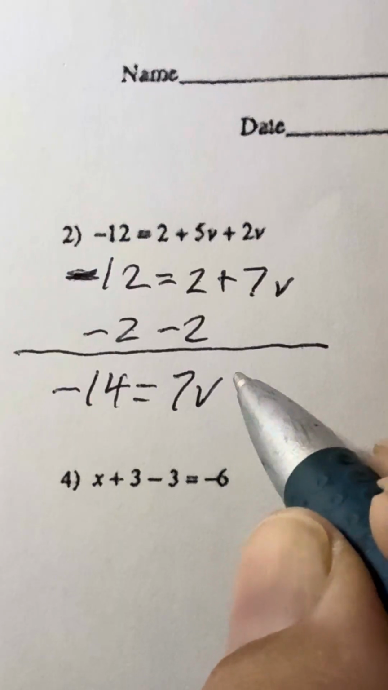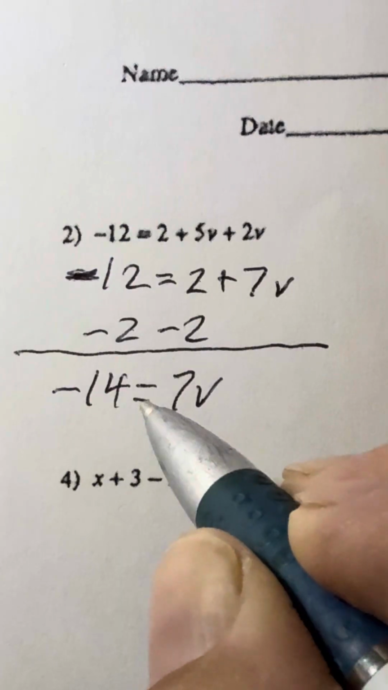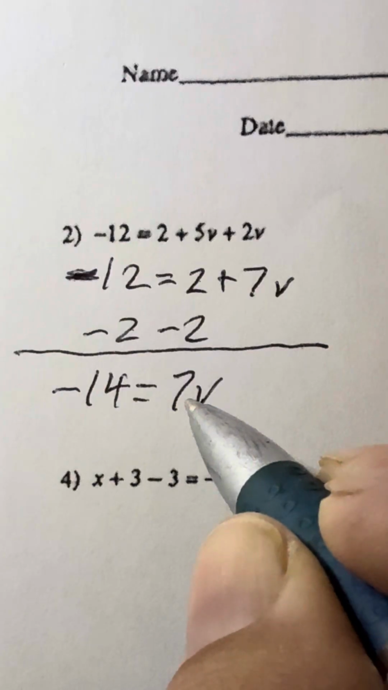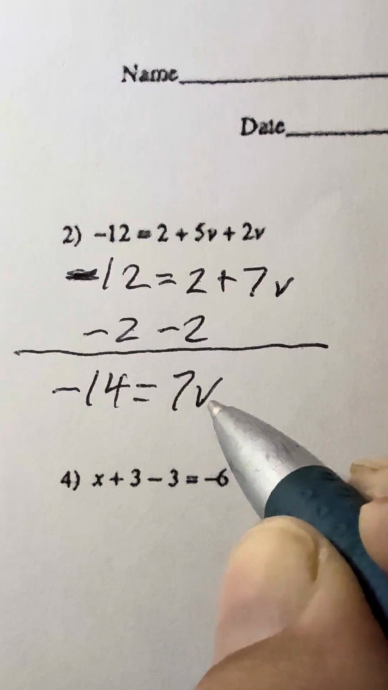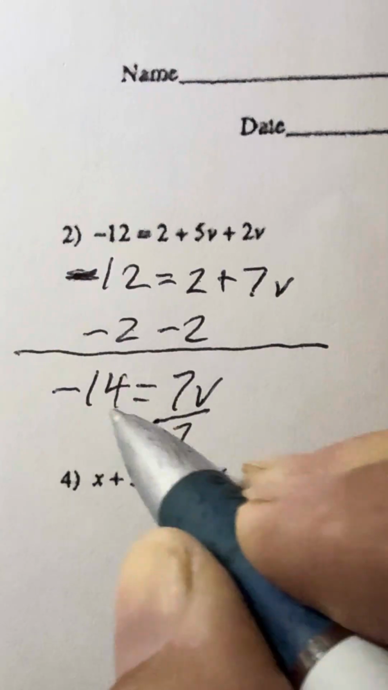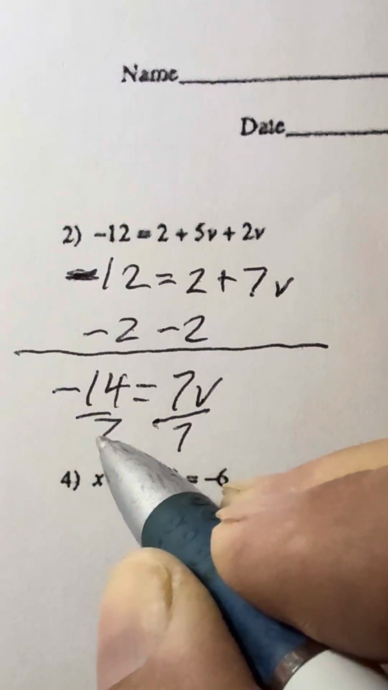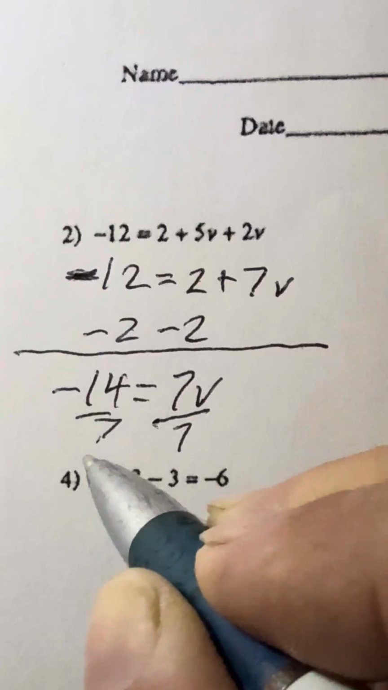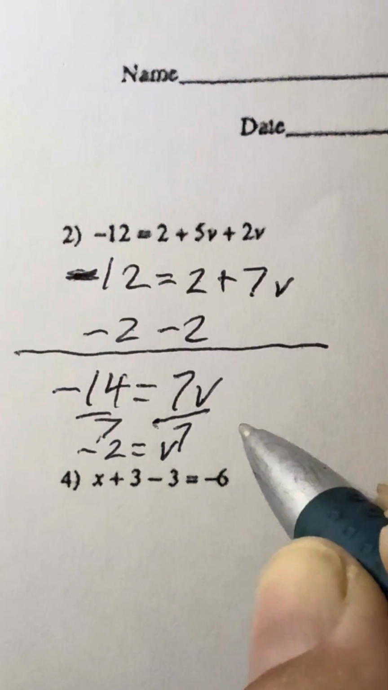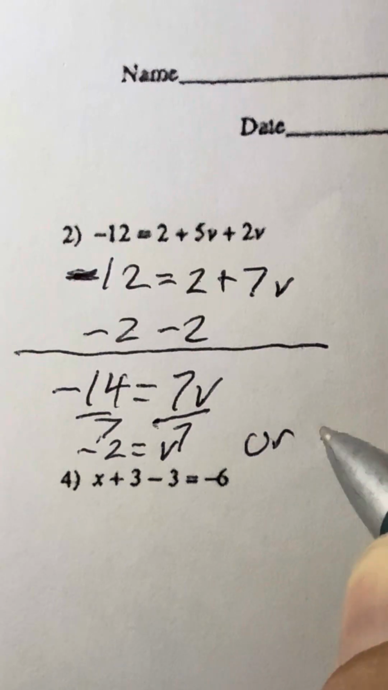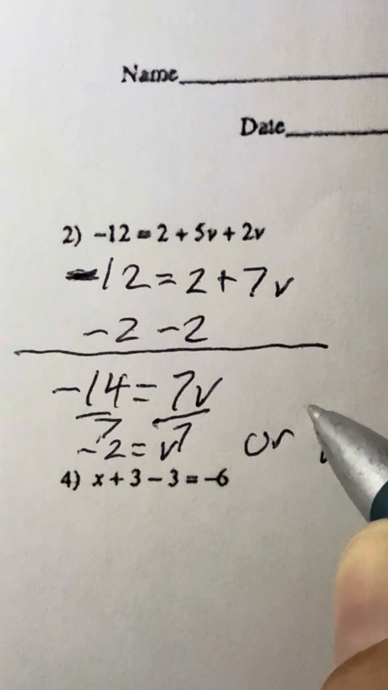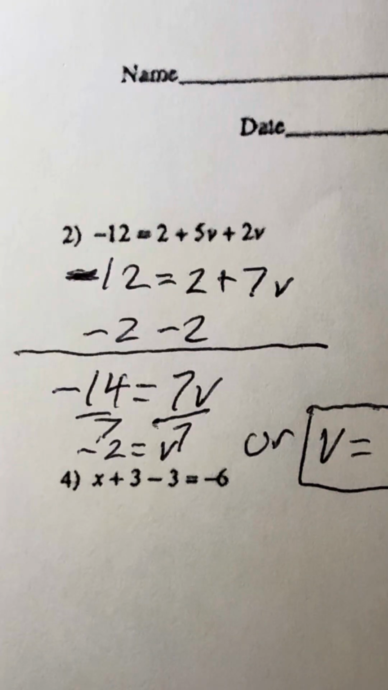Okay. Now you want to get v by itself. So negative 14 equals 7 times v. 7v means 7 times v. The opposite of multiplication is division. So we're going to divide both sides by 7. And we get negative 2 equals v, or v equals negative 2. We put a box around it. That is solved.